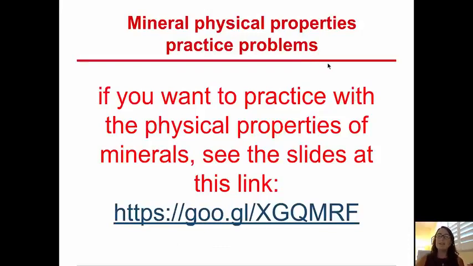So if you would like more practice with physical properties of minerals, then you can go to the link shown on this slide. There are some example activities there for you, some questions and some pictures of different minerals. Take a look at those and practice them.